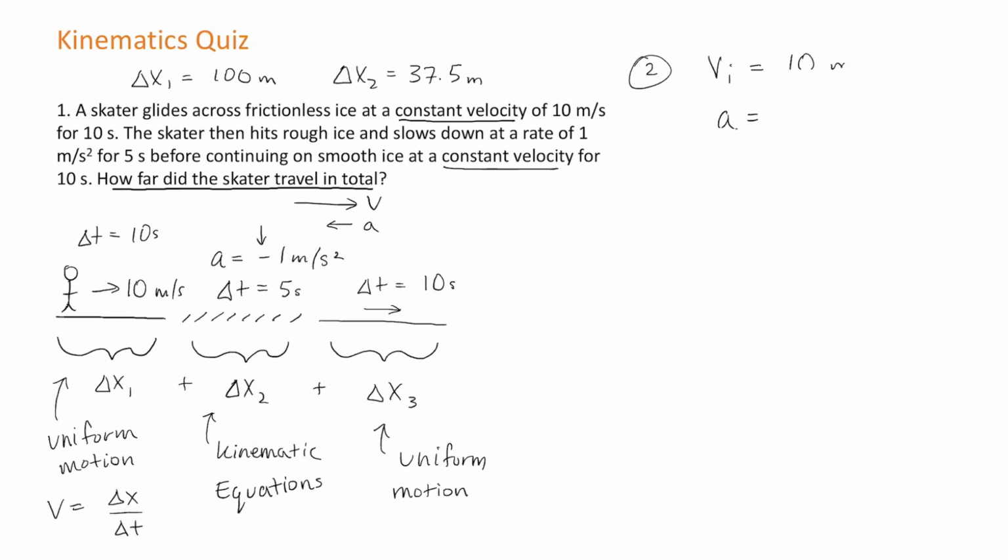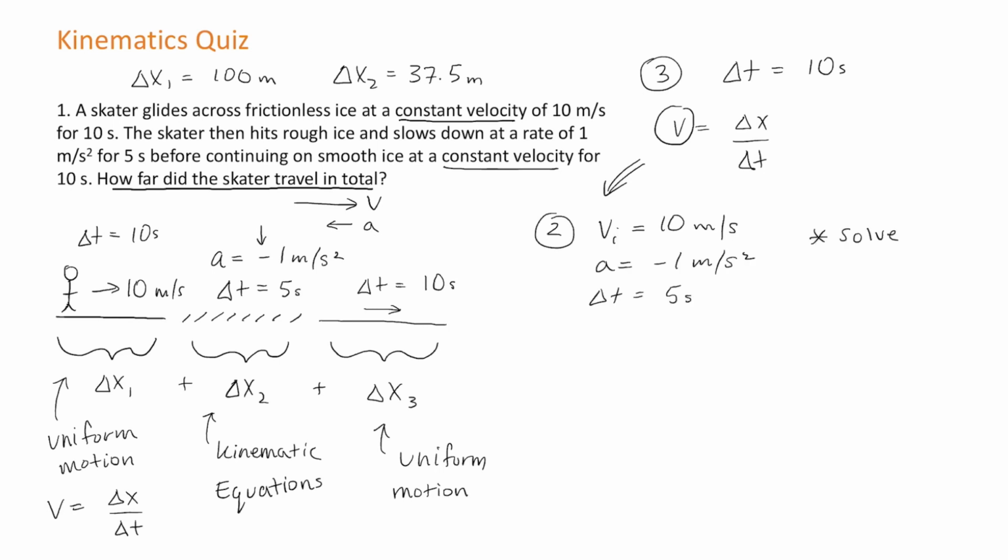Now onto the third part of our motion. All we were told is that delta t is equal to 10 seconds. So if we are to use our v is equal to delta x divided by delta t equation, we need to know v. So how will we figure out the skater's velocity? Well, we have to go back to the second part of our motion. Using the second part of our motion, we can solve for vf, the skater's final velocity as they leave the rough ice. Since we have vi, a, and delta t, we can use the vf is equal to vi plus a delta t equation, and all we have to do is plug in our values and solve for vf.